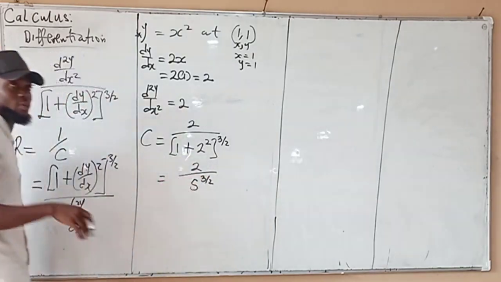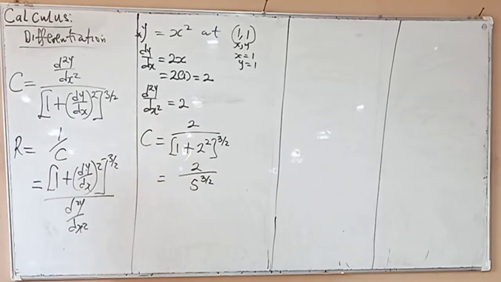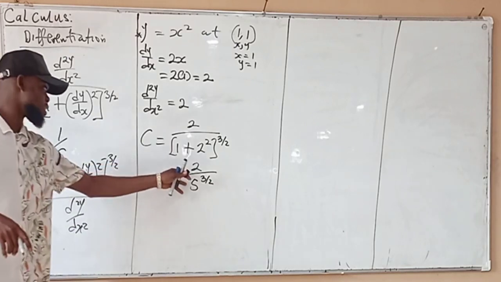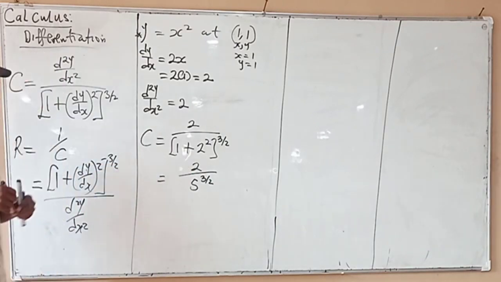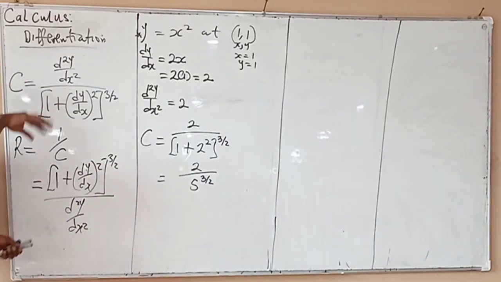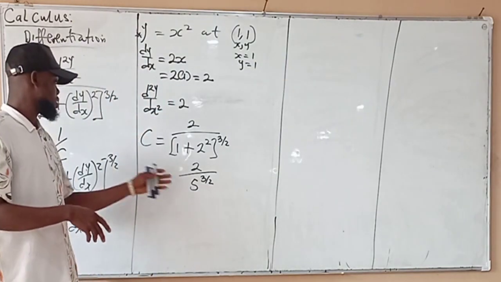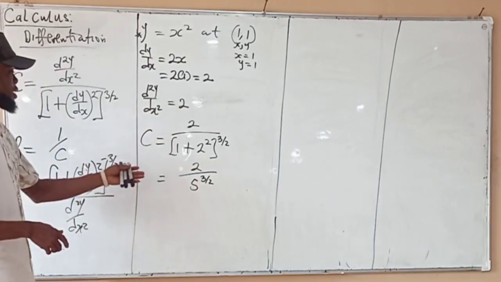So this will be the curvature. That will be the curvature. While the radius of curvature will be the inverse of this. So let's get the decimal equivalent for this, and that of our radius of curvature. We'll do one more question, then we are going to go. So let's check for the decimal equivalent of this.